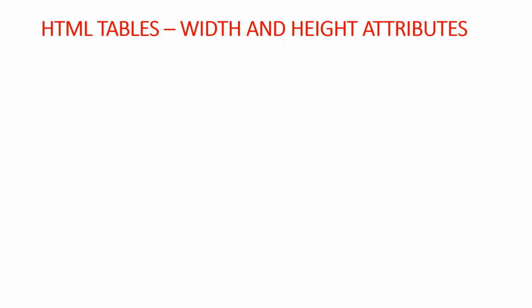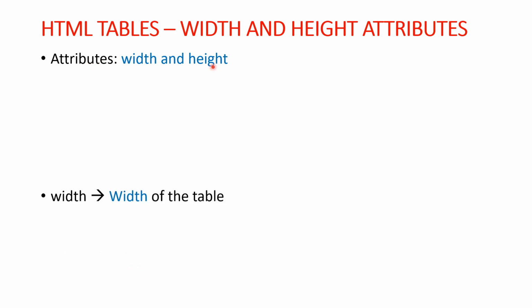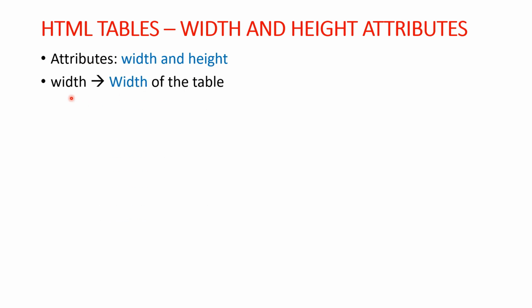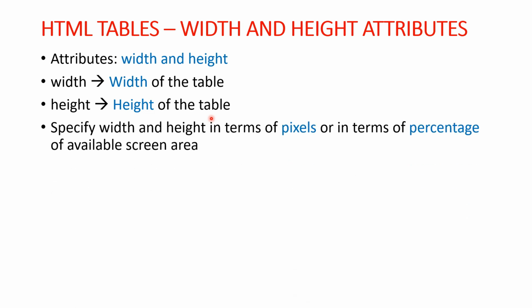Now we will see about width and height attributes. To adjust the size of the HTML tables, we are using width and height attributes. The width attribute is used to set the width of the HTML table, and the height attribute is used to set the height of the HTML table. We can specify the width and height attributes in terms of pixels or in terms of the available screen area. Let's see this in action.